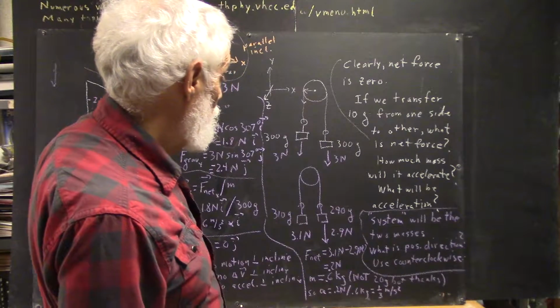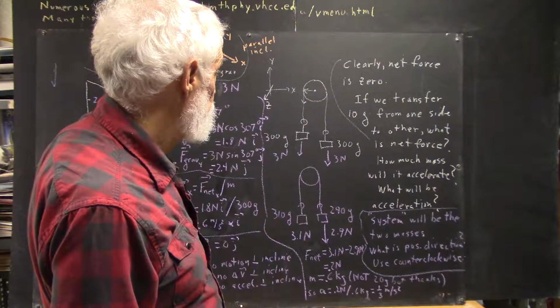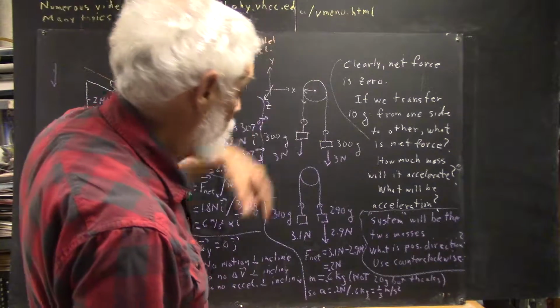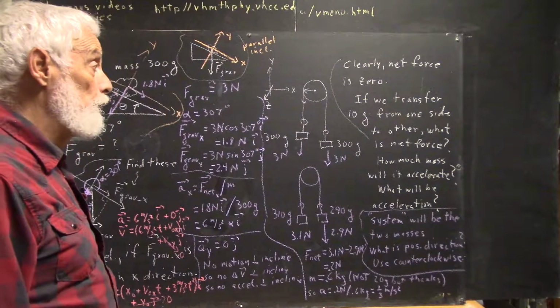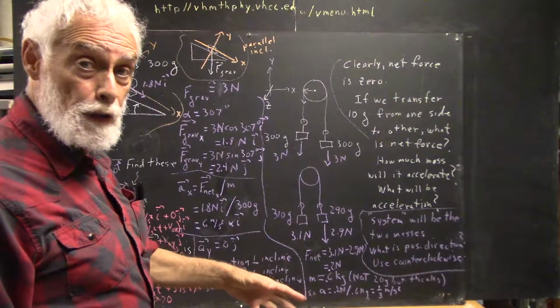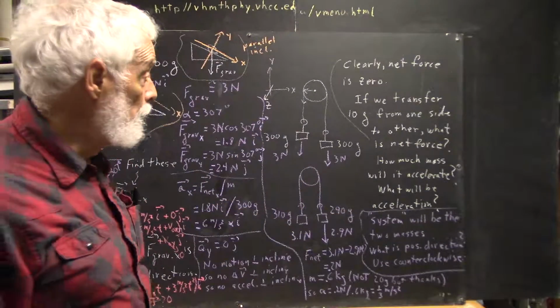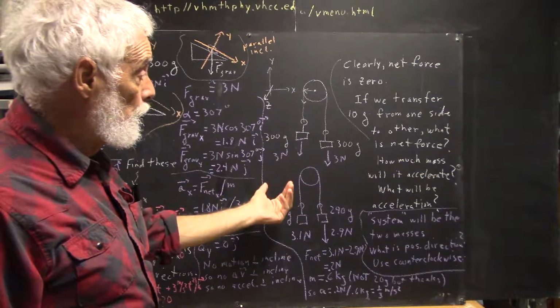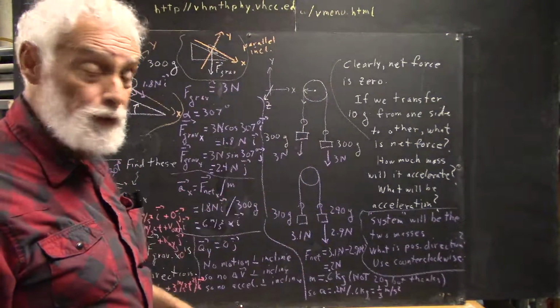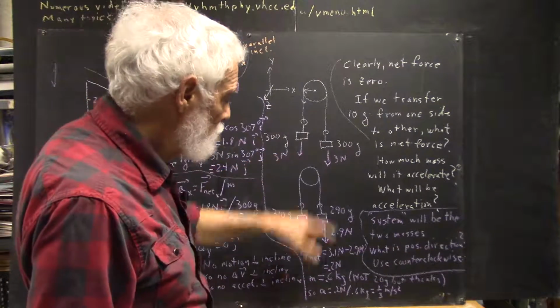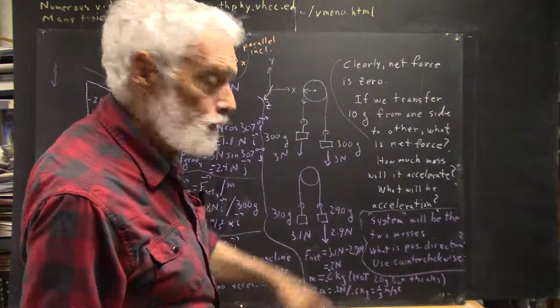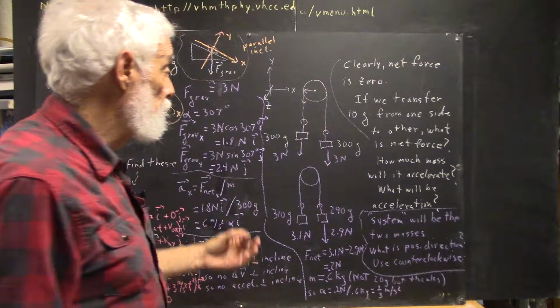Okay? So that's our convention. You can violate it if you wish. All you have to do is declare, and you need to declare it either way. You need to declare either clockwise or counterclockwise as positive, and then assign pluses and minuses to your forces accordingly.